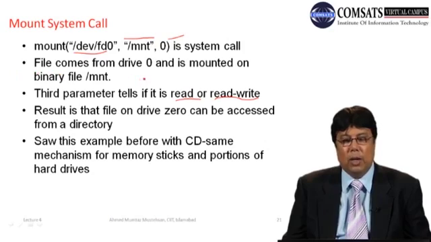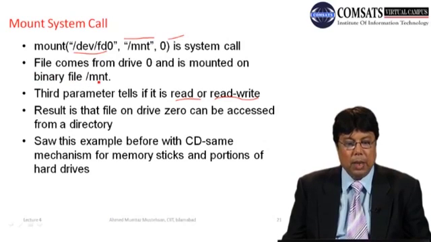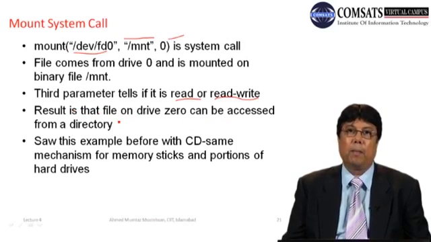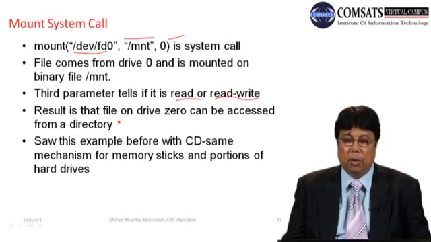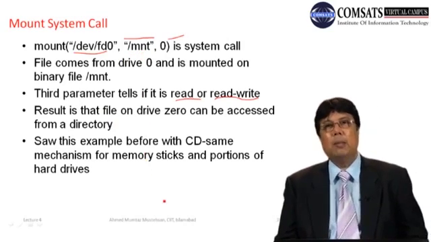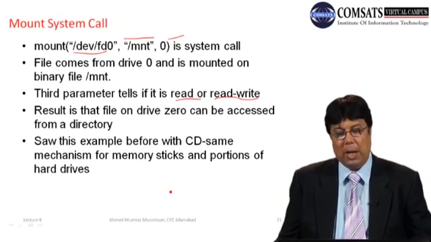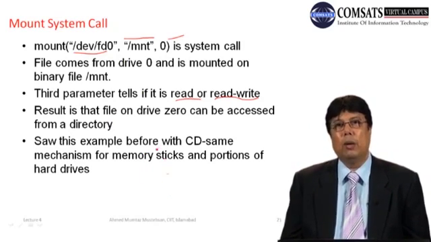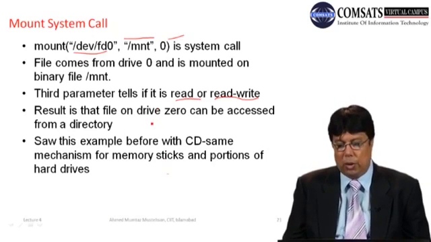So the file comes from drive 0 and is now mounted on the binary file /MNT. The result is that the file on drive 0 can be accessed from a directory. Okay? Earlier it was a device, and now after being mounted on this directory, it can be accessed through this directory. We have seen the example previously for the CD-ROM, and I promised you that I will give you one more example where we will use that.